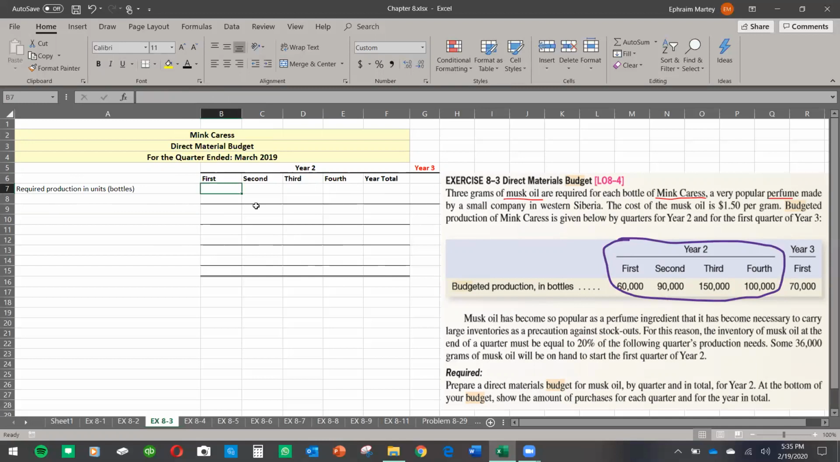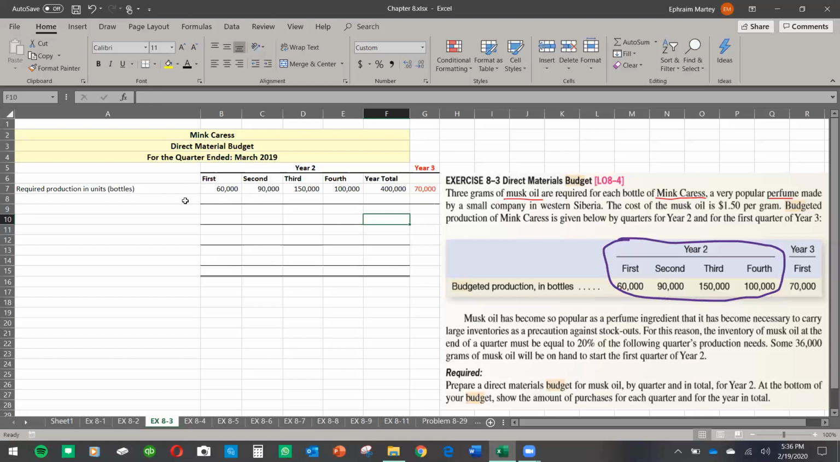So I'll go ahead and put them there: 60,000 in the first quarter, 90,000 in the second quarter, 150,000 in the third quarter, and 100,000 in the fourth quarter. So for the whole second year, we should produce 400,000 bottles of perfume. And in year 3, the company has budgeted to produce 70,000 bottles of perfume.